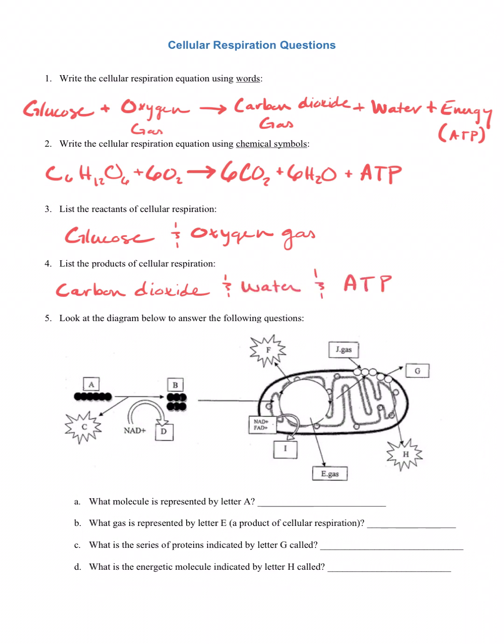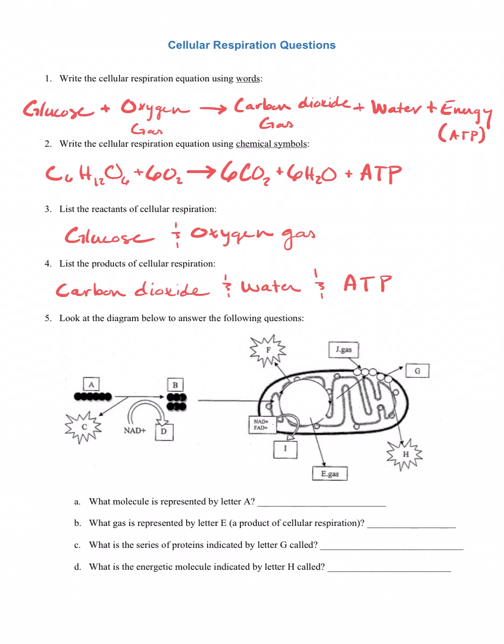Number 5 says look at the diagram below to answer the following questions. So the diagram is similar to the one that you had in your reading, and it goes over the things that happen during glycolysis and then in the mitochondria with the Krebs cycle and electron transport chain.